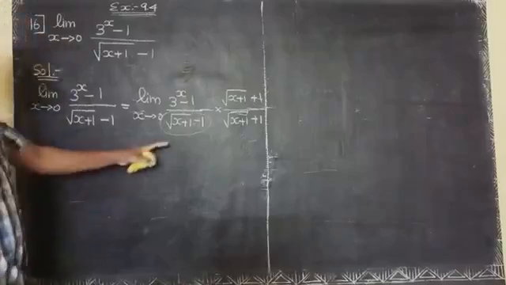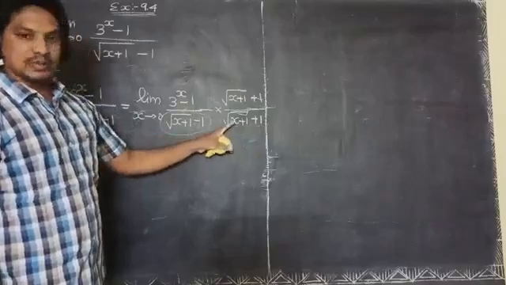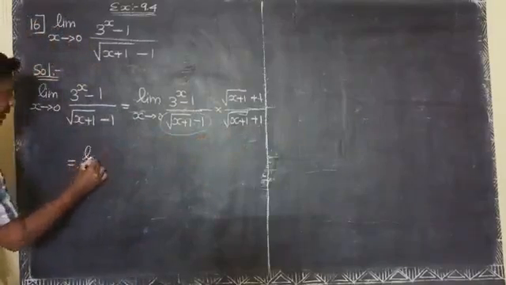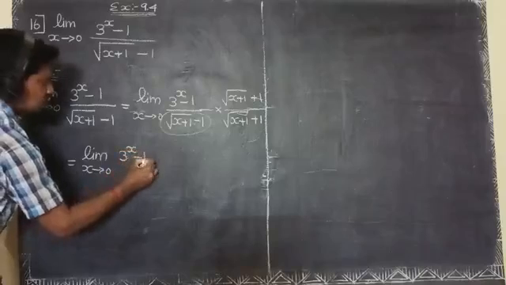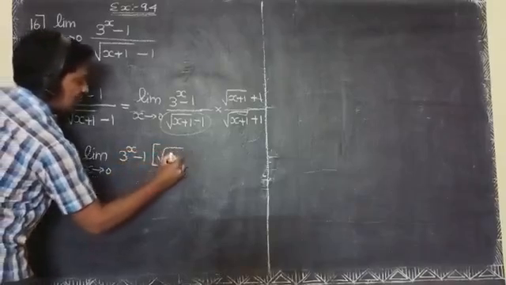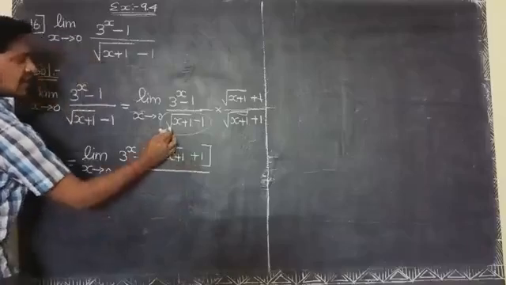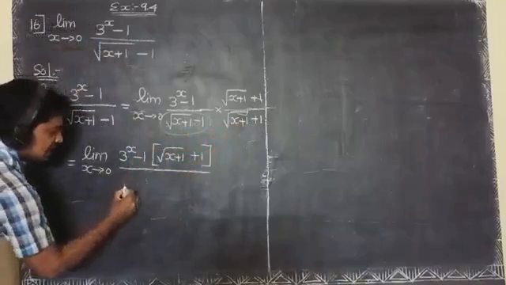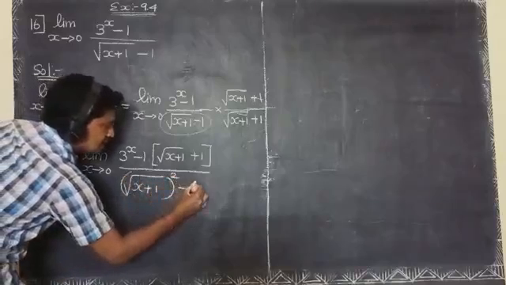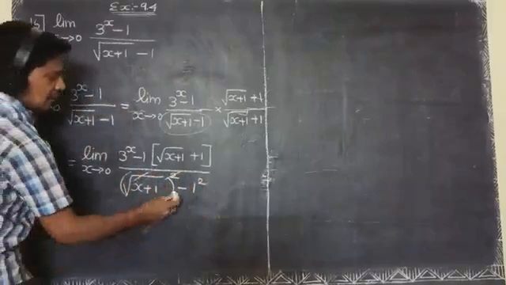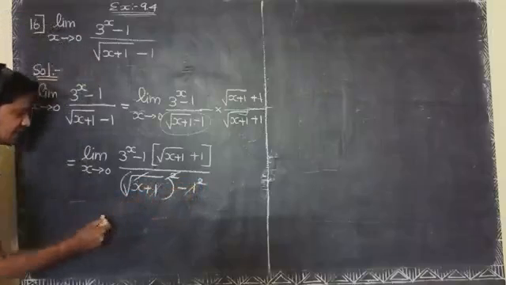square root of x plus 1 plus 1. The denominator is in the structure (a minus b) into (a plus b), which can be written as a square minus b square. That is limit x approaches 0, (3^x - 1) into (square root of (x + 1) + 1) divided by (a - b)(a + b), which is a square minus b square, that is (square root of (x + 1)) squared minus 1 square. Here the square root is cancelled. Minus 1 square is minus 1. Plus 1 minus 1 are cancelled. Finally we get in the denominator x.